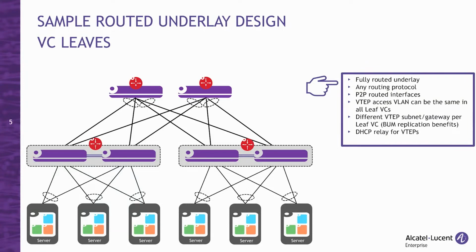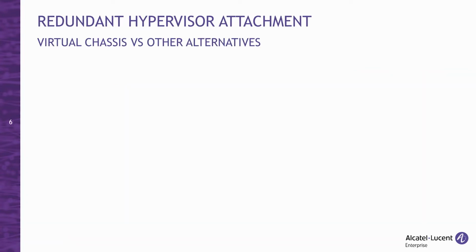Lastly, the VTEP addresses are assigned through DHCP, and so we have the DHCP relay, which is also VMware's recommendation, by the way. Also note how we link the spine to both members of the leaf virtual chassis. This optimizes routing tables and reduces or virtually eliminates the need to forward traffic across the virtual fabric link. Let's now look at different options for attaching hypervisors to this underlay.